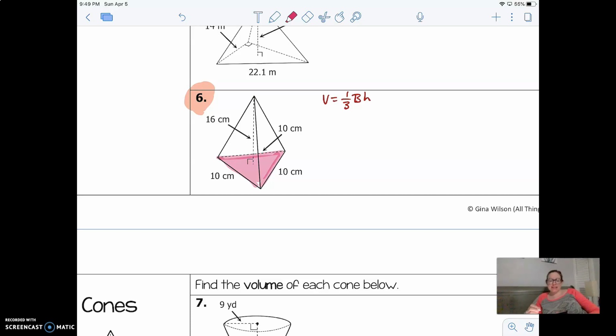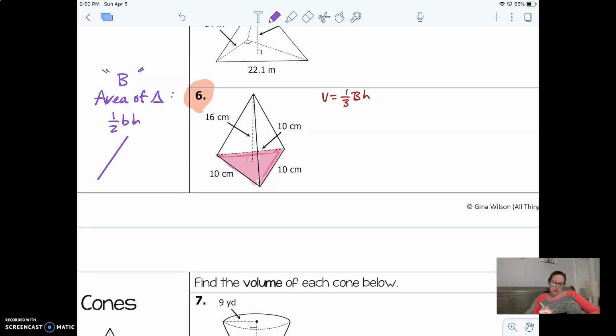And the base is an equilateral triangle, right? So in general, we already know to find the area of a triangle, because that's going to be my capital B, you do 1/2 of base times height. But the base and the height always have to be perpendicular. So a common mistake for this one would be looking at that triangle, which is equilateral, 10 by 10 by 10, and saying, okay, I'll just do base times height, 10 times 10.